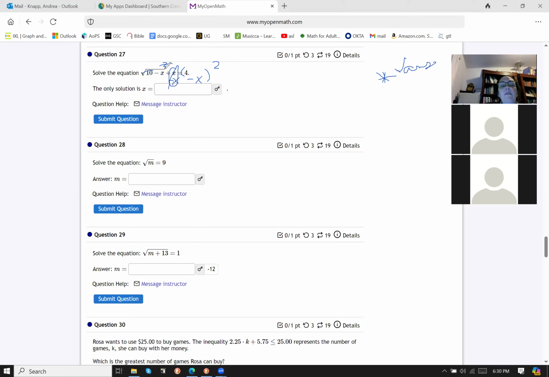Okay, so we'll have a 10 minus x on the left-hand side. On the right-hand side, we have 4 minus x quantity squared. And you've got to watch out. You can't just square everything in the parentheses because there's that minus in there. If there's a minus or a plus, it doesn't distribute. Instead, you have to consider it to be 4 minus x times itself. So it's 2 factors of 4 minus x multiplied together.